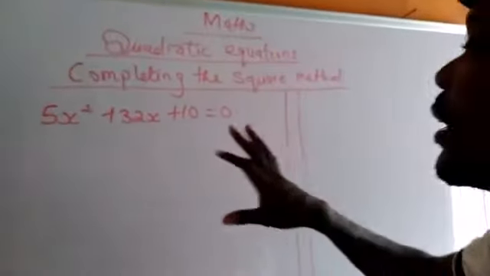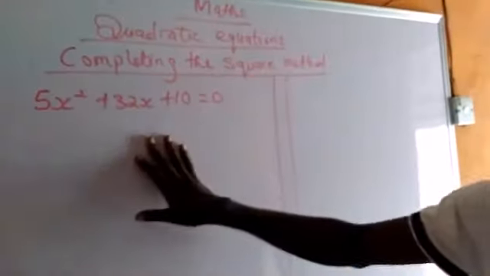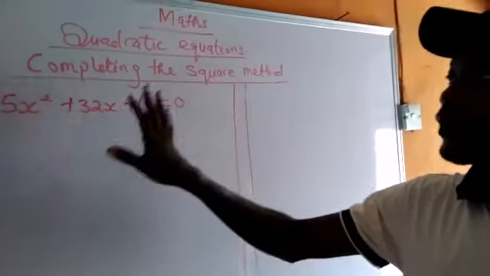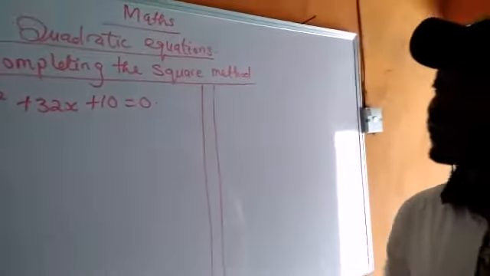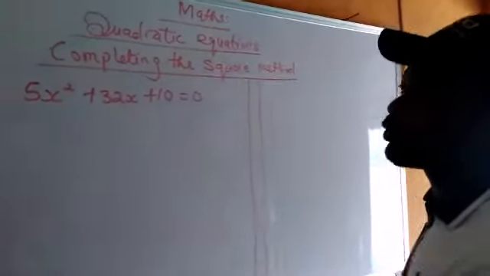We are going to example 2 of our work. We are using the completing the square method in solving this quadratic equation. So what do we have to do first? Let's subtract 10 from both sides.